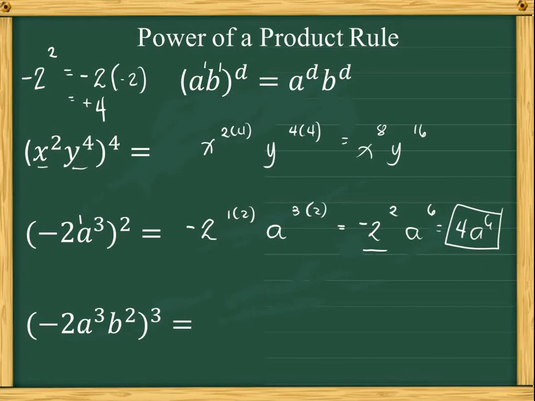Last item, so we have here the quantity negative 2a cubed b squared raised to the power of 3. So, the exponent of negative 2 is 1. So, negative 2 raised to 1 times 3, a raised to 3 times 3, b raised to 2 times 3. Let's simplify it further. Negative 2 raised to 1 times 3 is 3. a raised to 3 times 3 is 9.